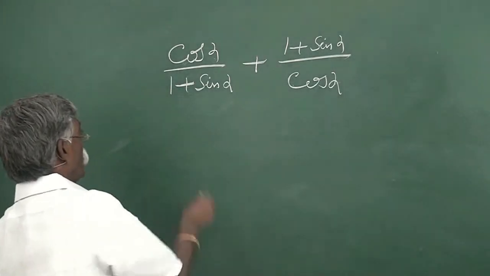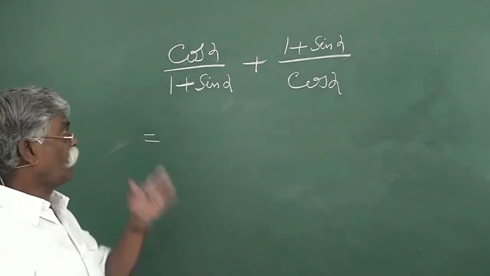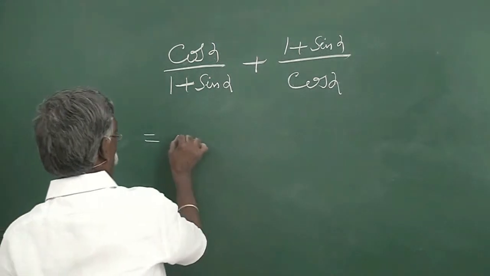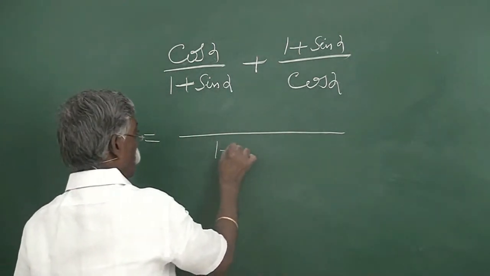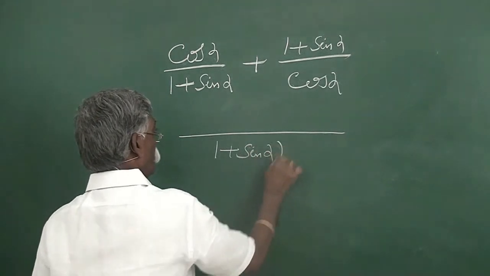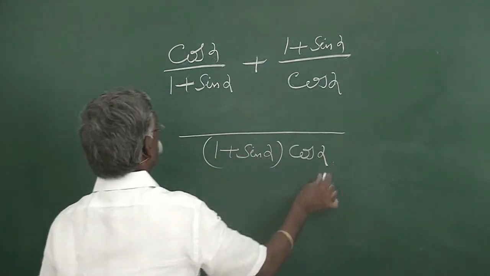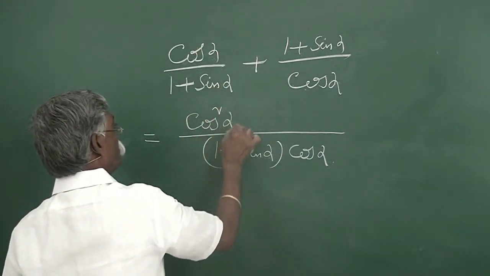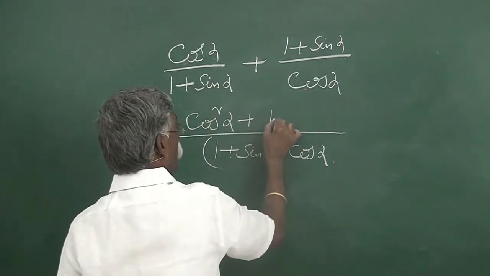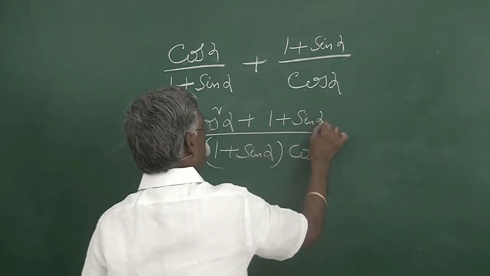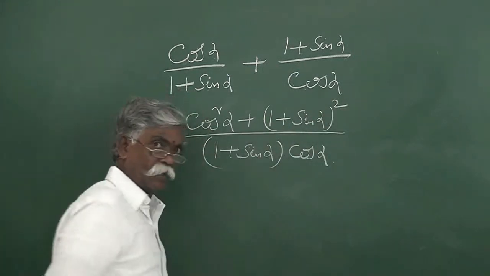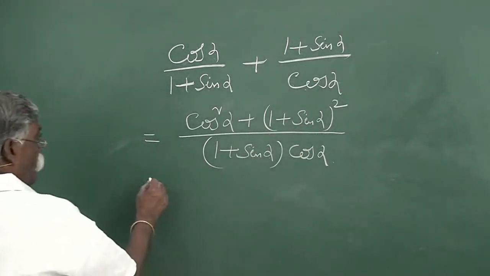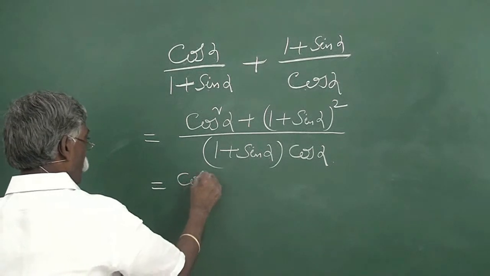Now cos alpha by 1 plus sin alpha plus 1 plus sin alpha by cos alpha. We have to take the LCM. The LCM is 1 plus sin alpha into cos alpha. This multiplies this and becomes cos square alpha. 1 plus sin alpha and the 1 plus sin alpha becomes 1 plus sin alpha whole square. So this into this is 1 plus sin alpha whole square. Now, this is cos square alpha.